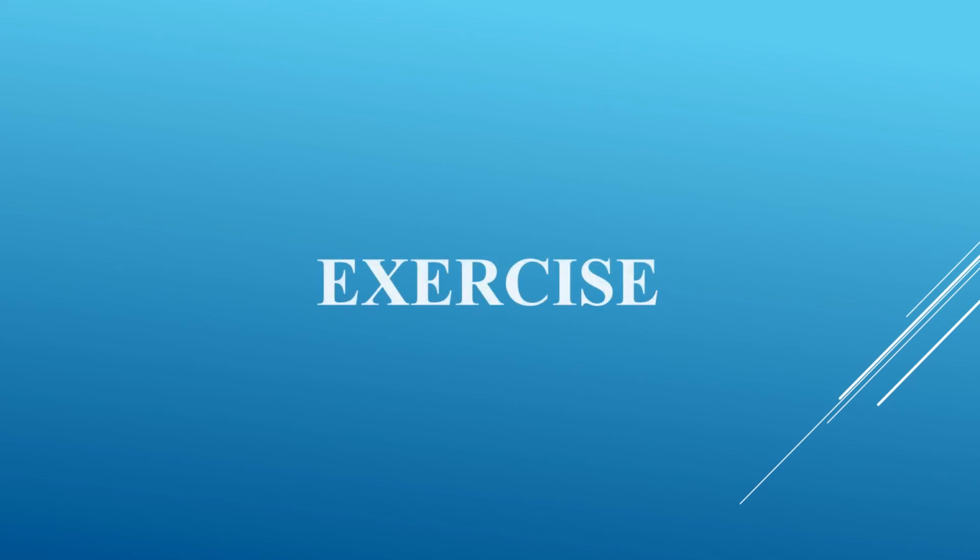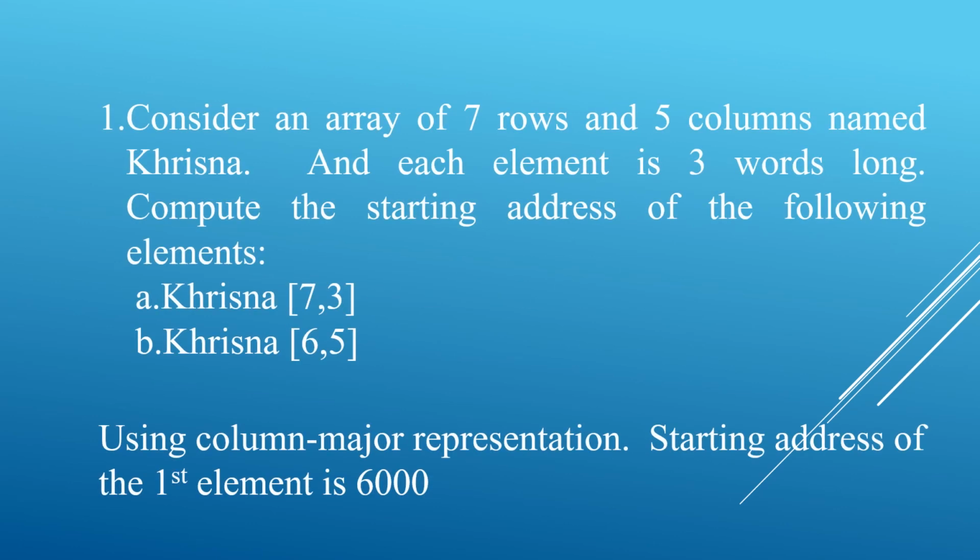So, for your exercise, for your activity, you're going to compute for the following addresses. Consider an array of 7 rows and 5 columns, so we have m by n: 7 rows and 5 columns. The size of the array is 7 by 5, and it is named Krishna. Each element is 3 words long, which means the value of our k is equal to 3.